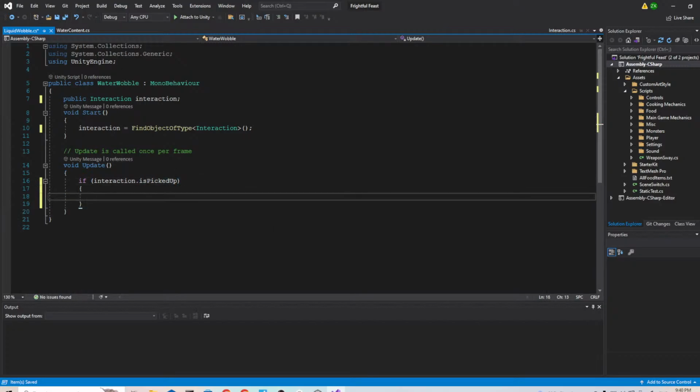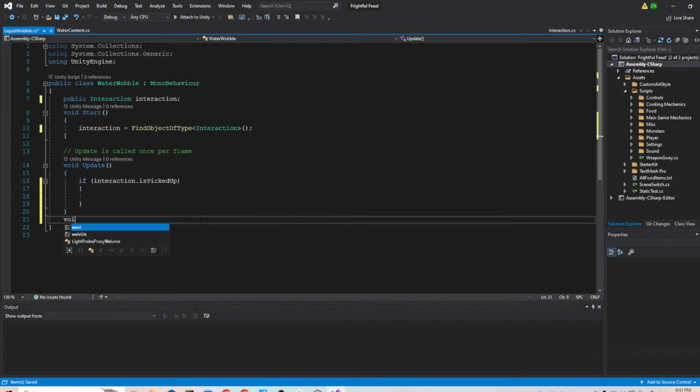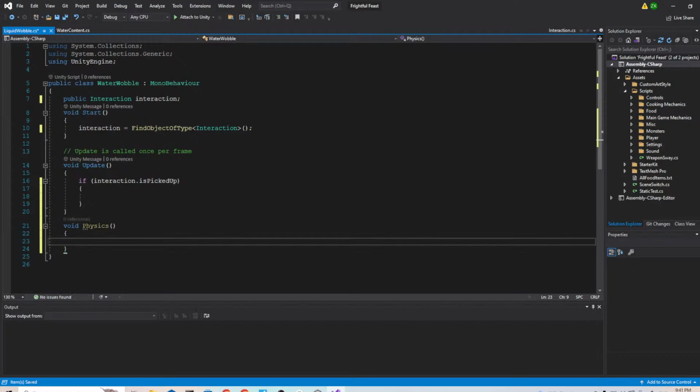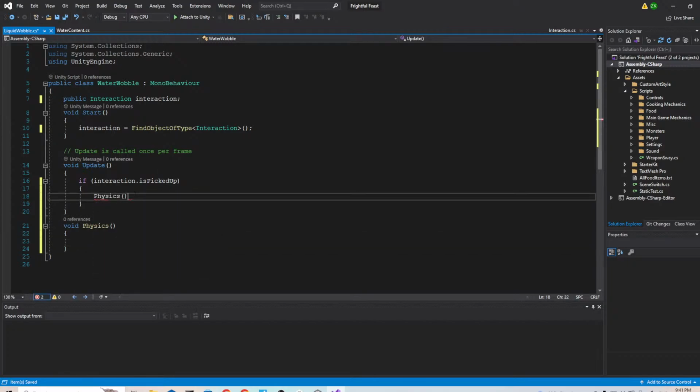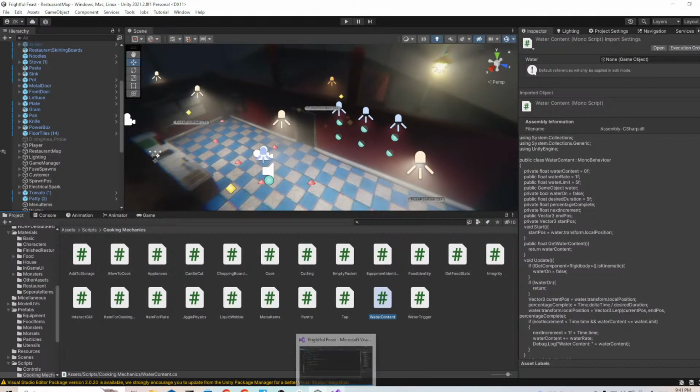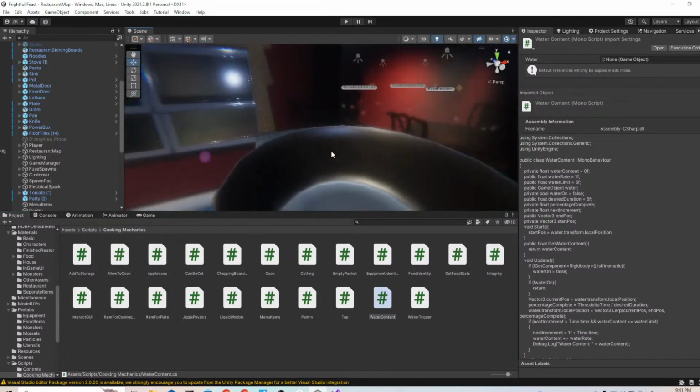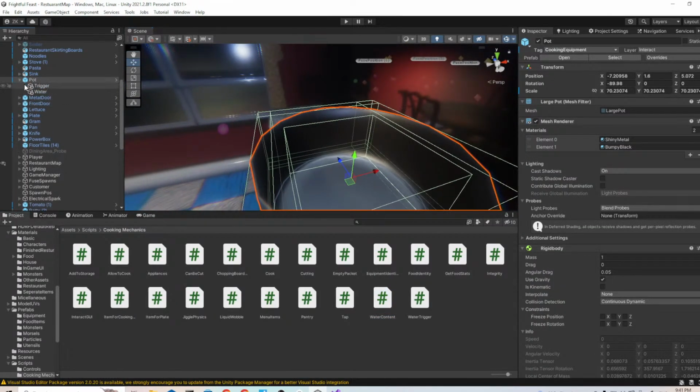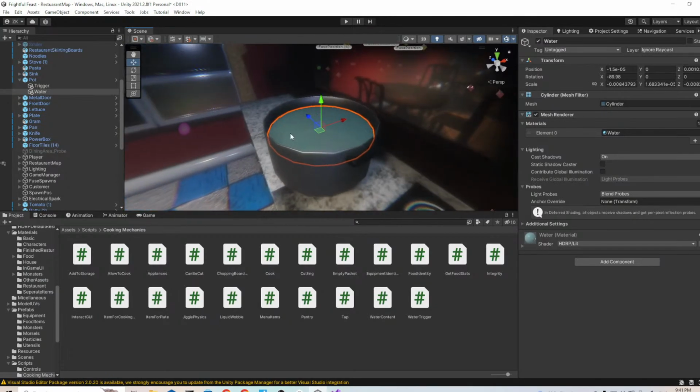We would like to then execute another function, liquid wobble, or physics, I guess. So we'll call this from here, physics. We will need to store it in a vector. Hold on. Let me test this real quick. Grab the water, pull it up.